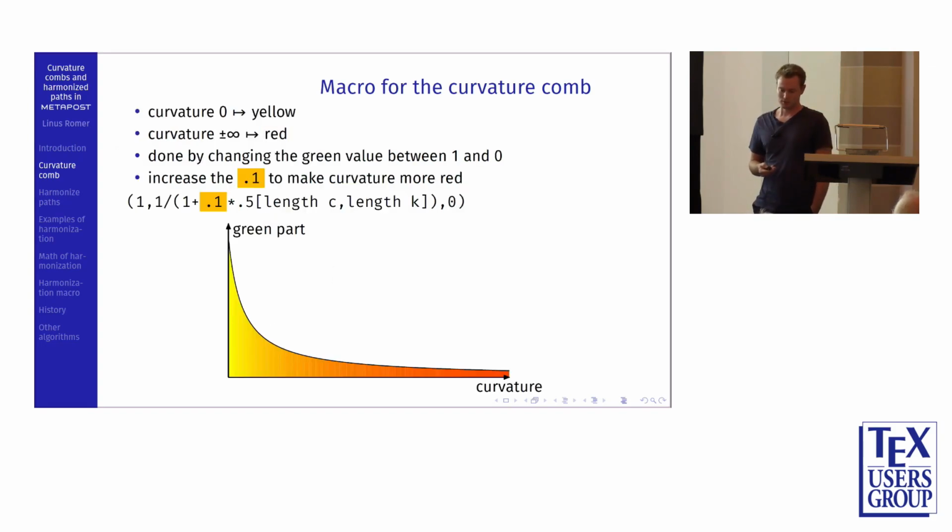And there's also the other part. The mapping to the color has been done in a way that the curvature of 0 is yellow and the curvature of plus or minus infinity becomes red. So I needed a function that changed the green part of the red, green, blue part of the color. And the function is defined as follows. And the 0.1 changes the speed, how fast the curvature becomes red.